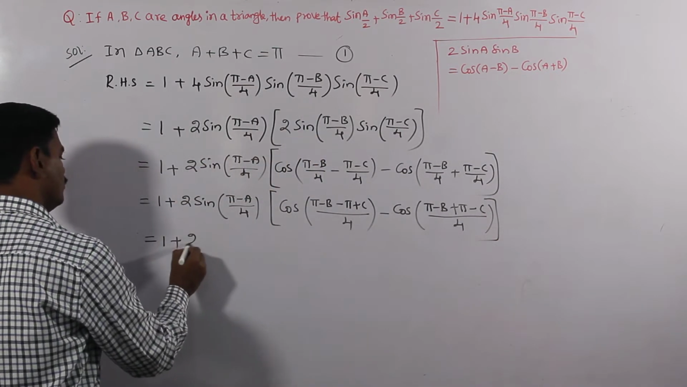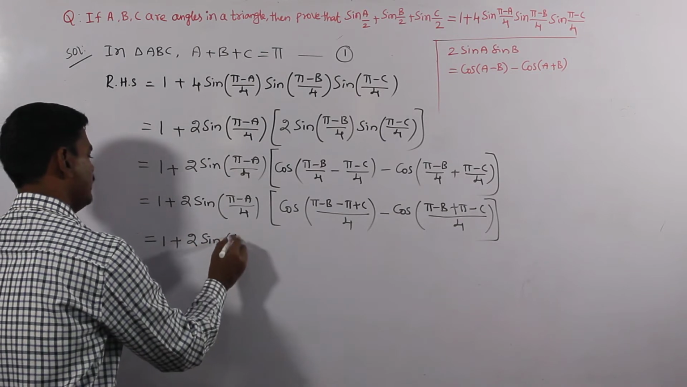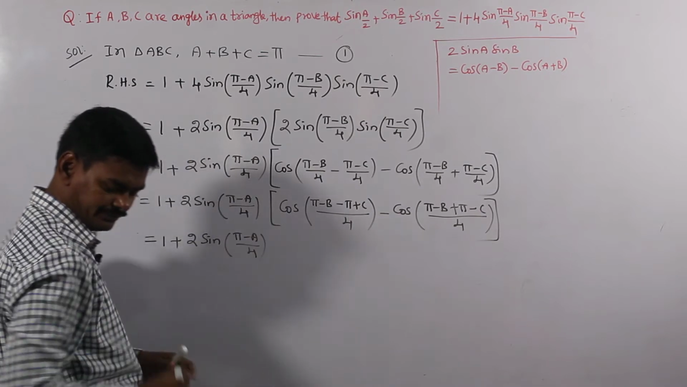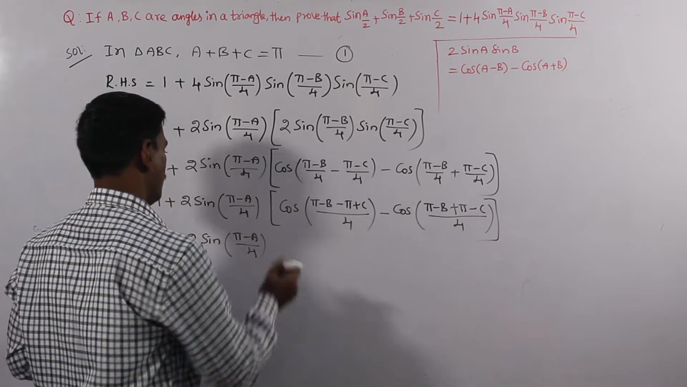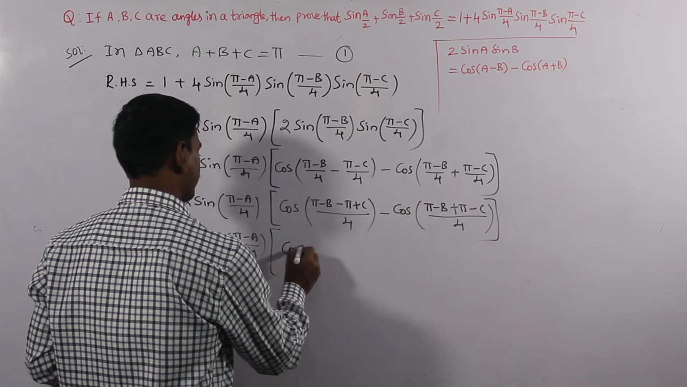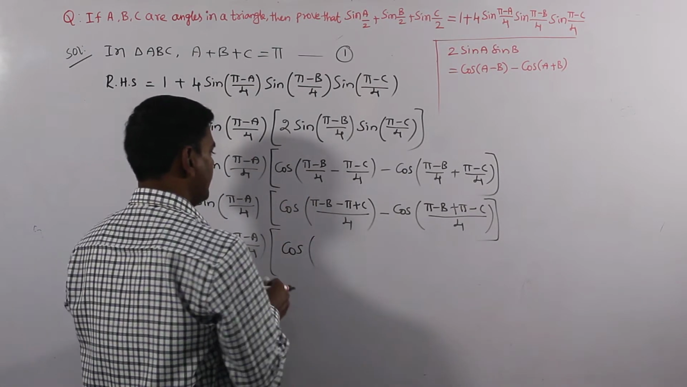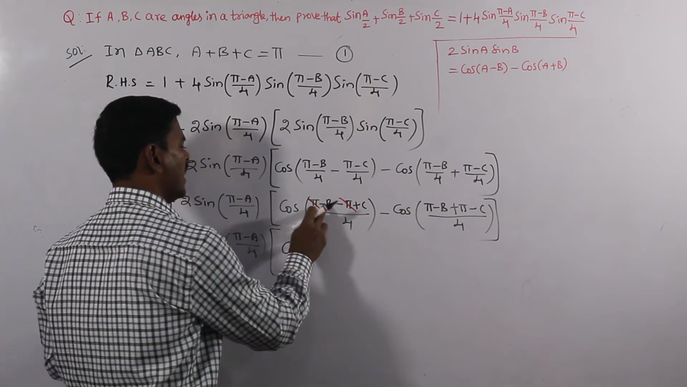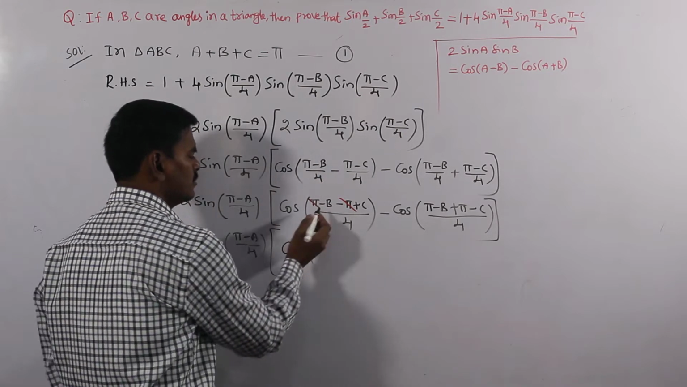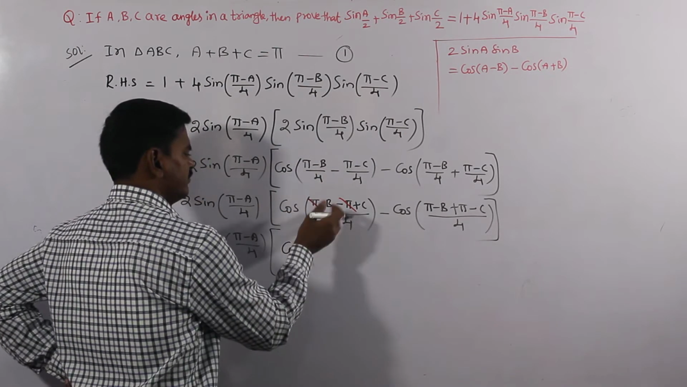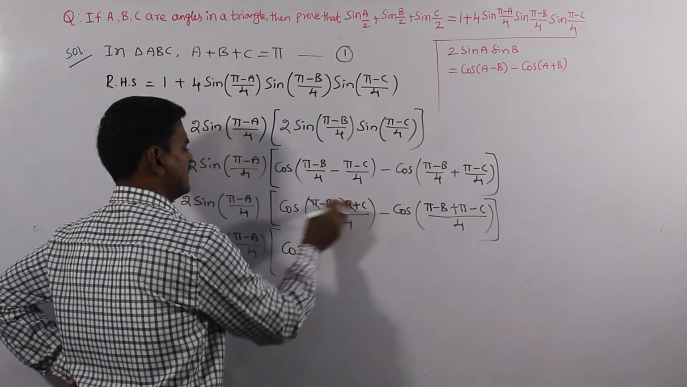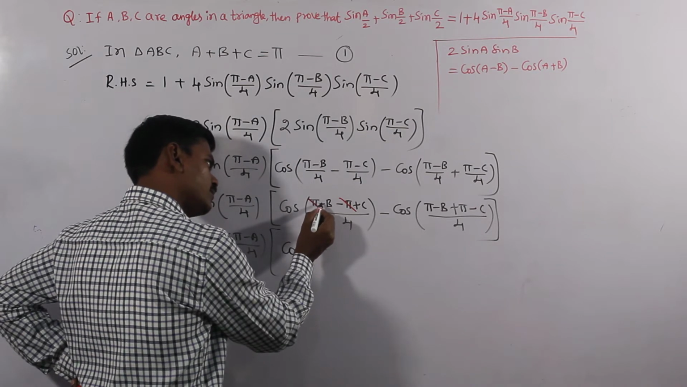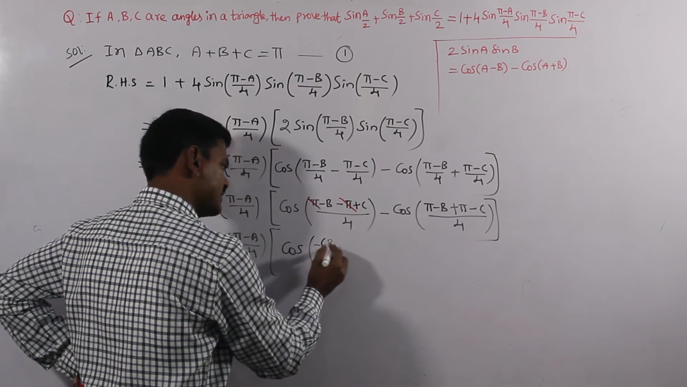1 plus 2 sin of (pi minus A) by 4 into cos of. Now minus pi plus pi can be cancelled. Now we have minus B plus C. So better to take minus common. So better to say B minus C rather than C minus B. So for that I would like to take minus common. On taking minus common, minus B plus C changes as B minus C.